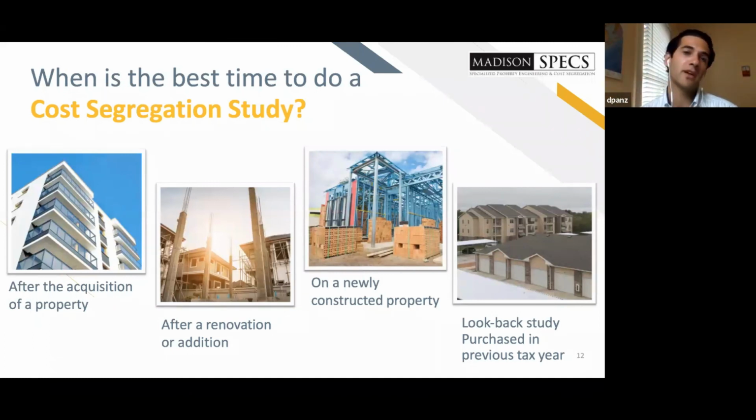So doing a look back study, basically it starts with the first one. Do it as soon as you acquire a property. And if you haven't done that, it's not too late. Unless it's 7 years, then it is too late. Awesome.